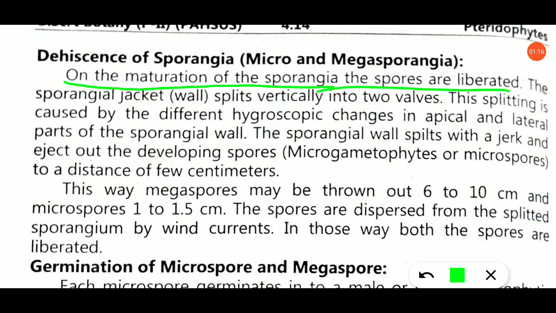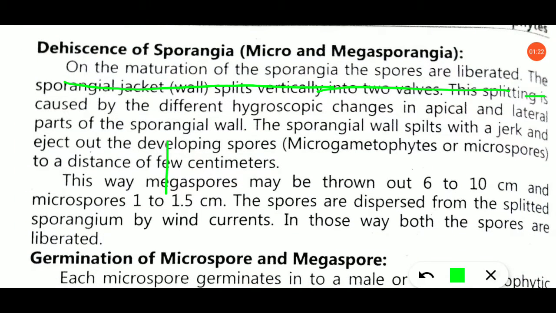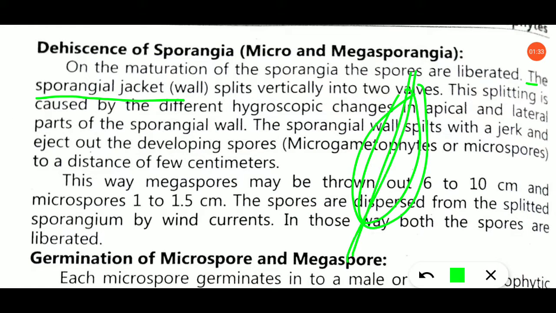The sporangial jacket, which we know has two layers, splits vertically. This is the jacket layer. It splits vertically into two walls due to the dehiscence.